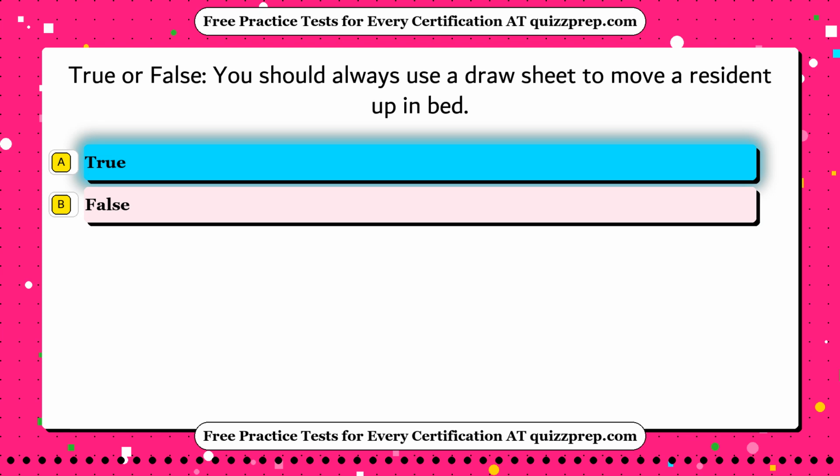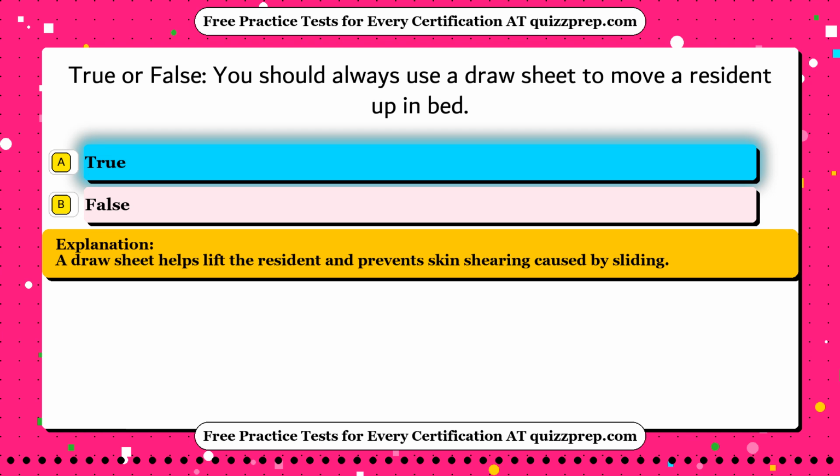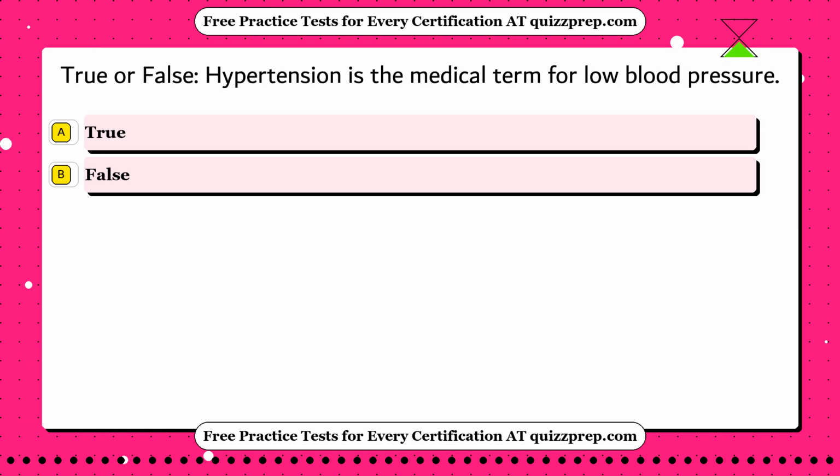The correct answer is option A, true. A draw sheet helps lift the resident and prevents skin shearing caused by sliding. Question 76. True or false, hypertension is the medical term for low blood pressure. Option A, true. Option B, false.